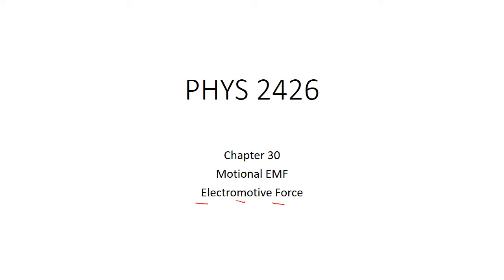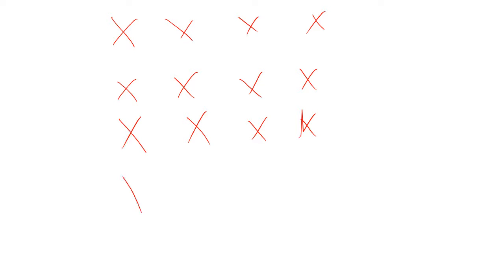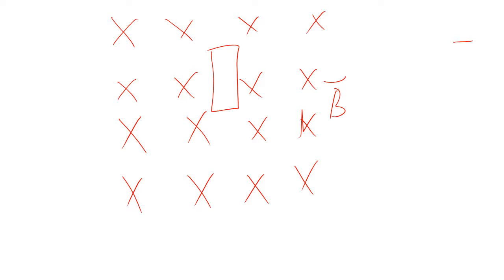This is not exactly the order the book starts, but I kind of like my order a little bit better. So imagine that we have a magnetic field, and the magnetic field is into the board. And in this magnetic field, I have an electrical conductor. The electrical conductor has some height L. And this electrical conductor is now moving to the right with velocity v.